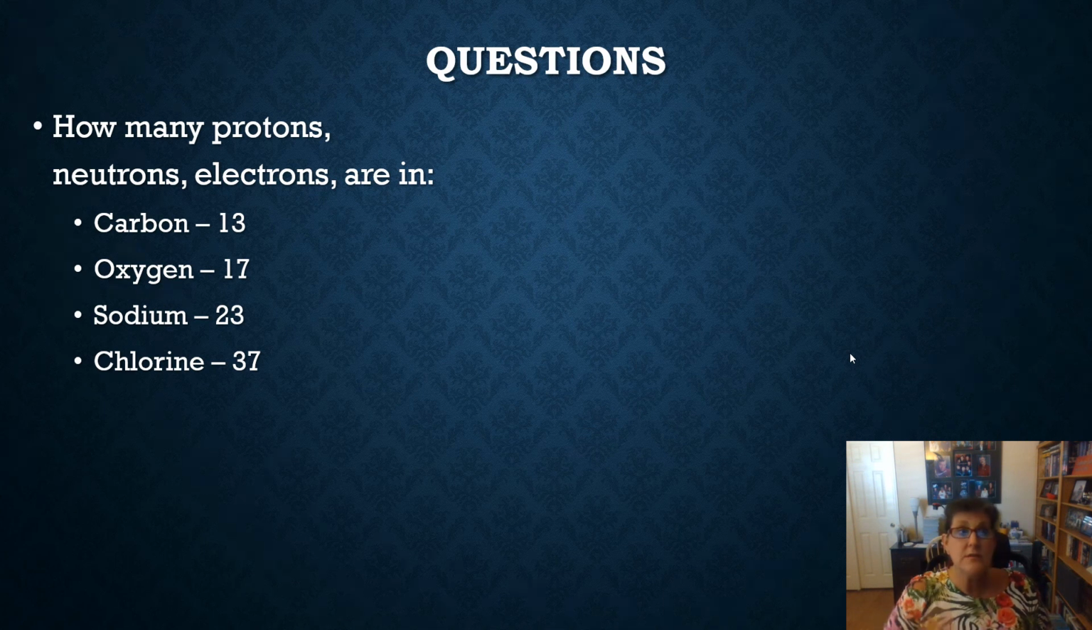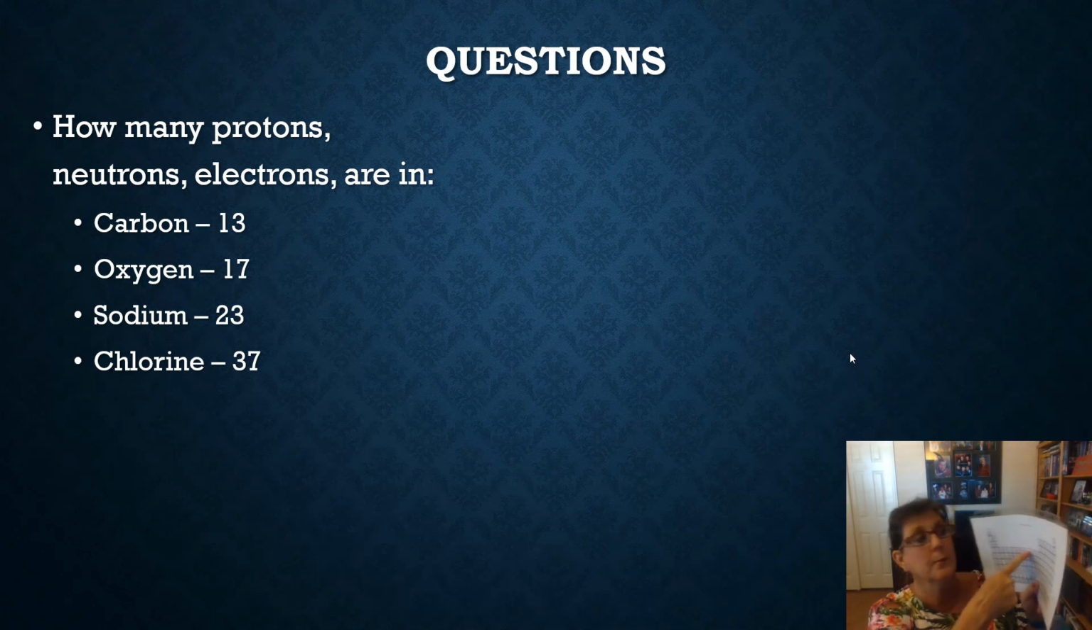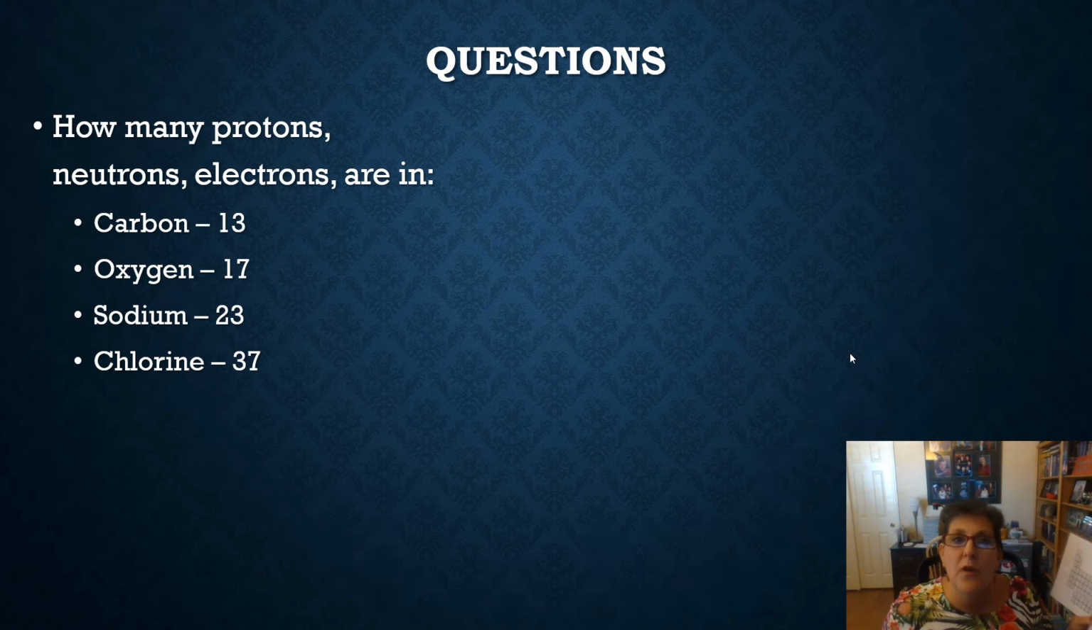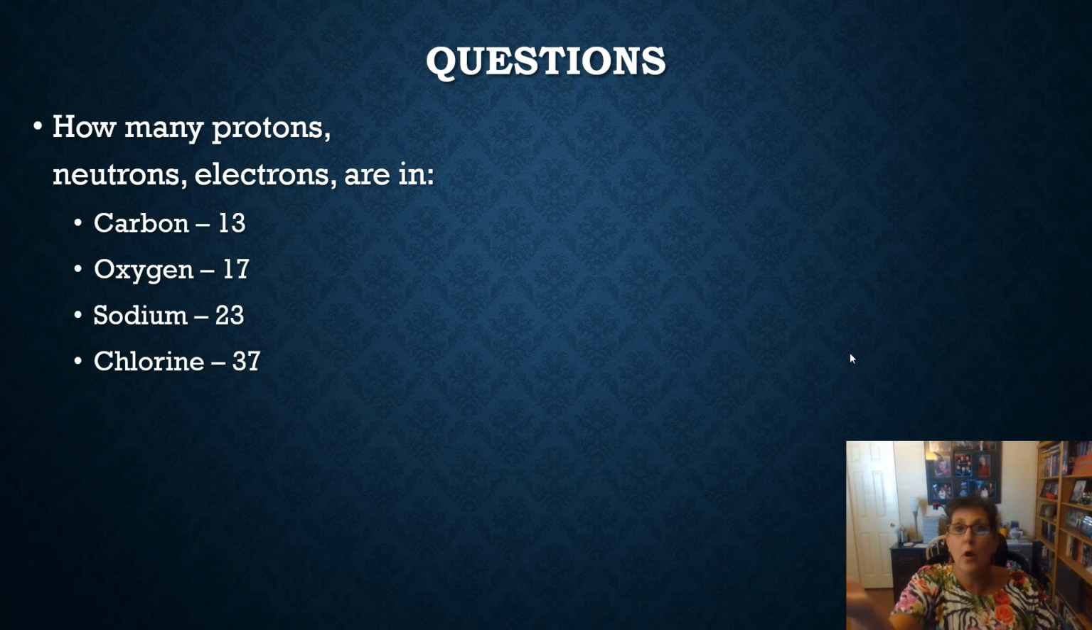So the mass is 13. Let's figure out the protons by going to the table. Carbon is C, C is 6, 6 is protons. So carbon 13 has 6 protons. Now remember, for an atom, protons and electrons are equal. They have to cancel out. So we also have 6 electrons.